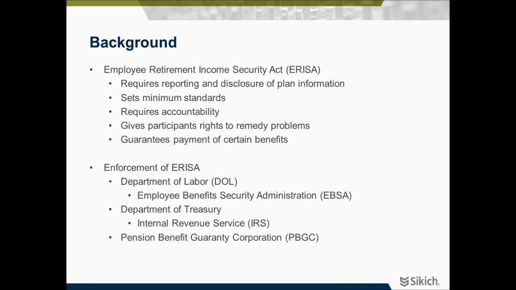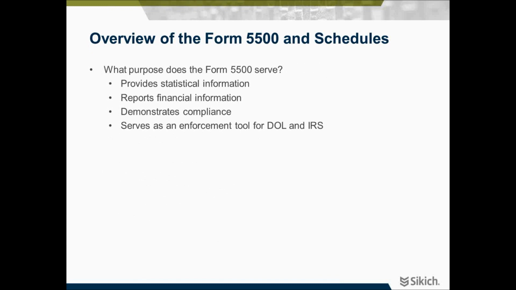Again, the DOL and EBSA are charged with protecting participants' rights. They have authority over the plan fiduciaries. The DOL is administering the Form 5500 program. The Department of Treasury and the IRS are responsible for tax issues and the qualification of various benefits of a qualified plan. And the PBGC is an insurance program that's responsible for protecting retirement incomes of defined benefit pension plans. The EBSA, the IRS, and the PBGC all work together to provide the Form 5500 annual return report.